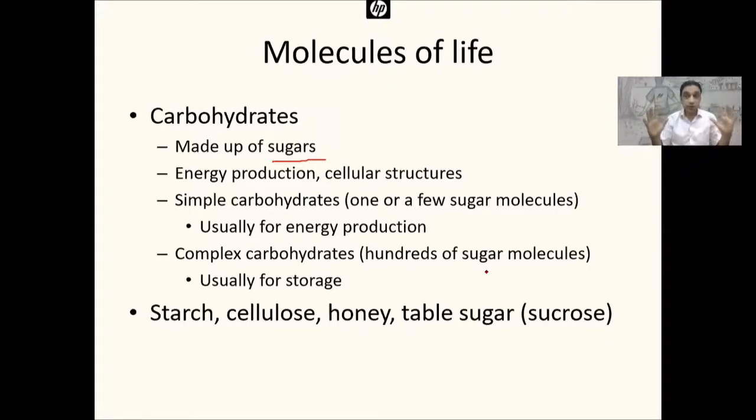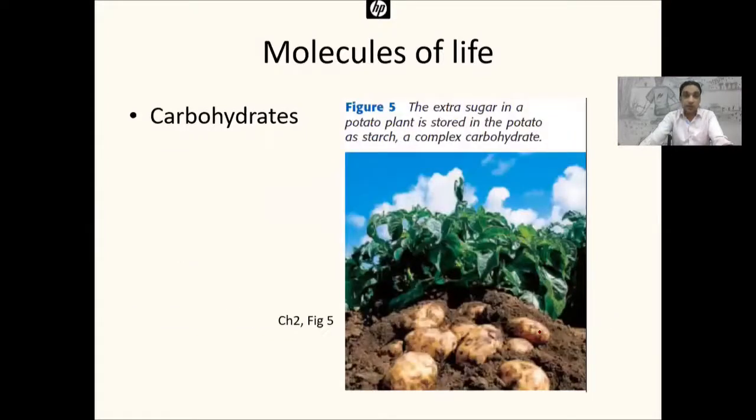And if the energy is not required or the glucose is in abundance, we merge it and then store it in different parts of our body. Two major places where we store the glucose: number one, muscles, and number two, the liver. Different examples of carbohydrates: starch, cellulose, et cetera.